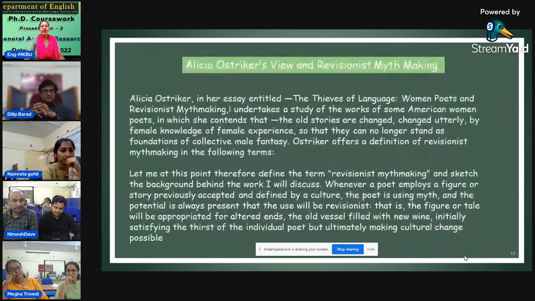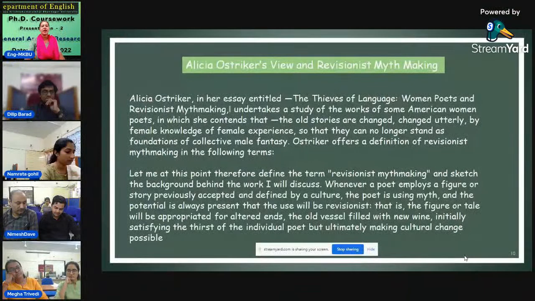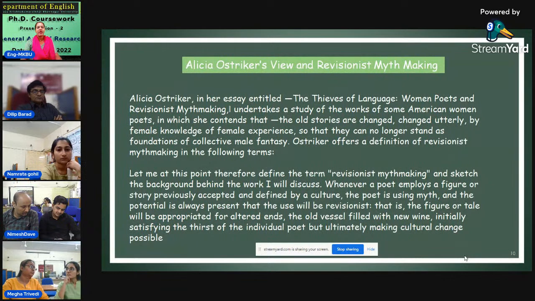Alicia Ostriker's view and revisionist myth making. Here, Alicia Ostriker makes very good points related to revisionist myth making. In her essay entitled "The Thieves of Language: Women Poets and Revisionist Myth Making," she undertakes a study of the works of some American women poets, in which she contends that the old stories are changed utterly by female knowledge of female experience, so that they can no longer stand as foundations of collective male fantasy.